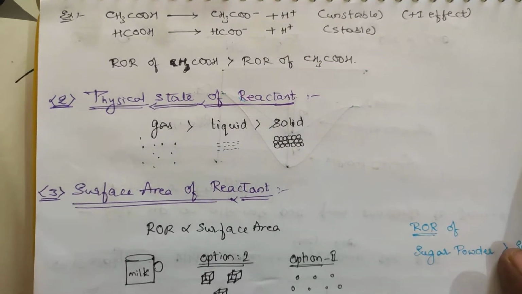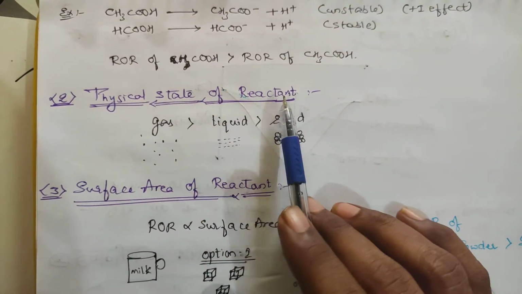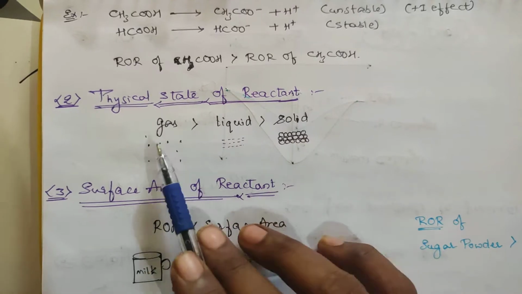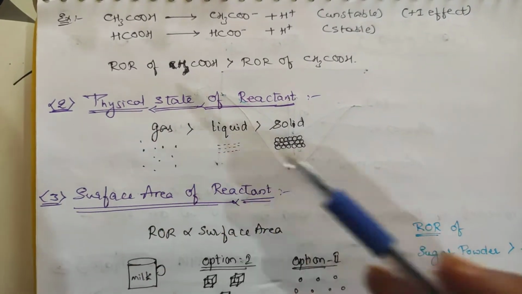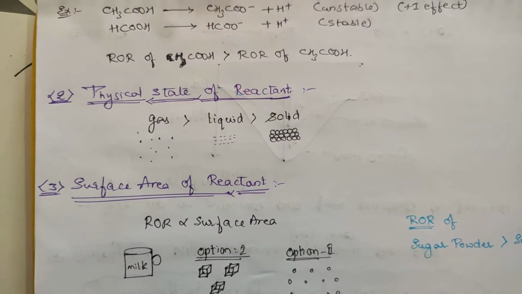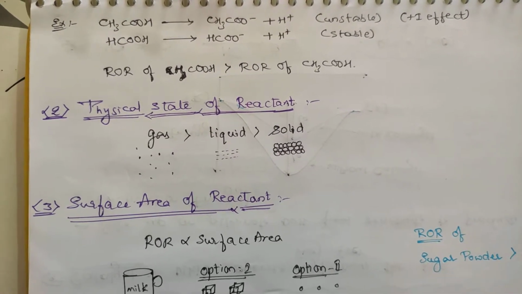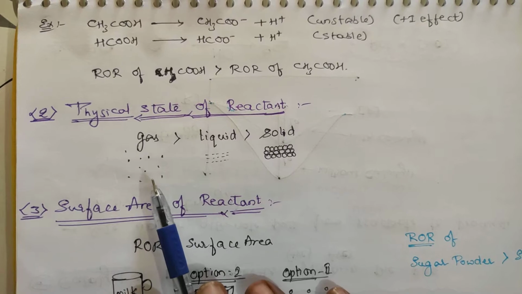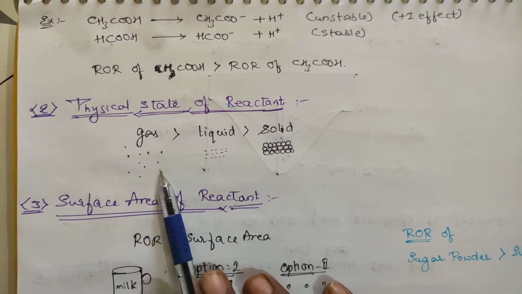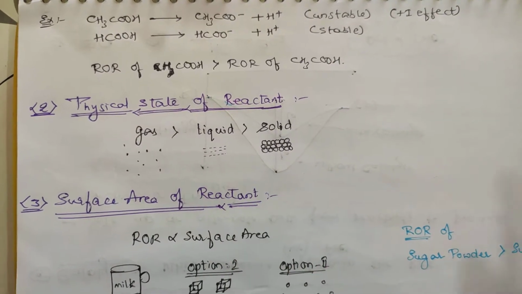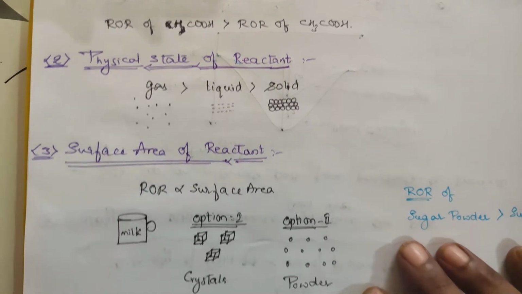Okay. The next condition is the physical state of the reactant: gases, liquids, solids. The rate of the reaction will be very fast for gases, as gases have high energy. They give more collisions, so they can easily form products. So gases will undergo very fast reactions compared to liquids, and liquids will undergo faster reactions compared to solids.